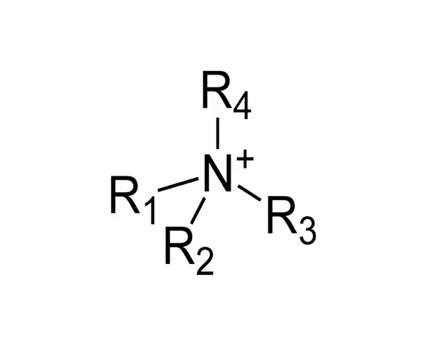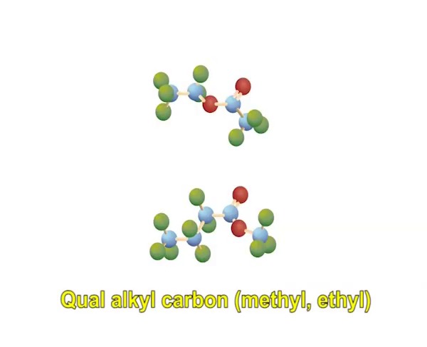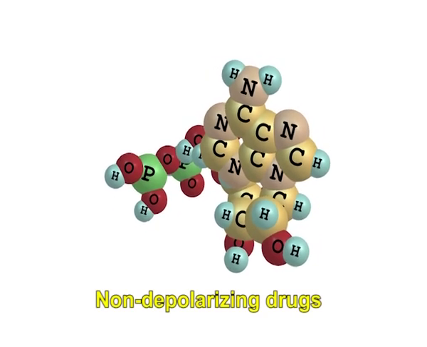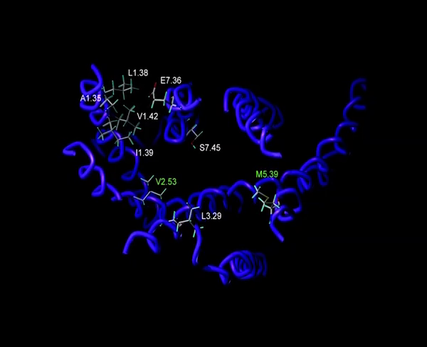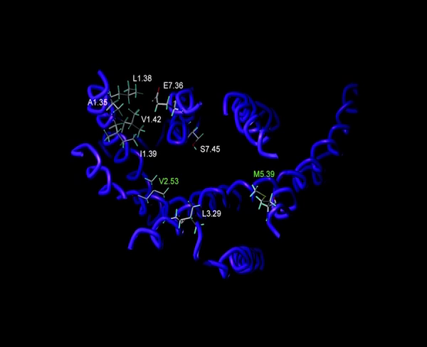Module 2. Structure and structure-activity relationship of NMBDs. All the NMBDs available are quaternary ammonium compounds. The type of alkyl carbon, that is methyl or ethyl, indicates the charge distribution and binding characteristics of onium compounds. Number 2. Non-depolarizing drugs are generally bulky and more rigid than depolarizing drugs. Number 3. As the steric hindrance to receptor increases, the potency decreases.